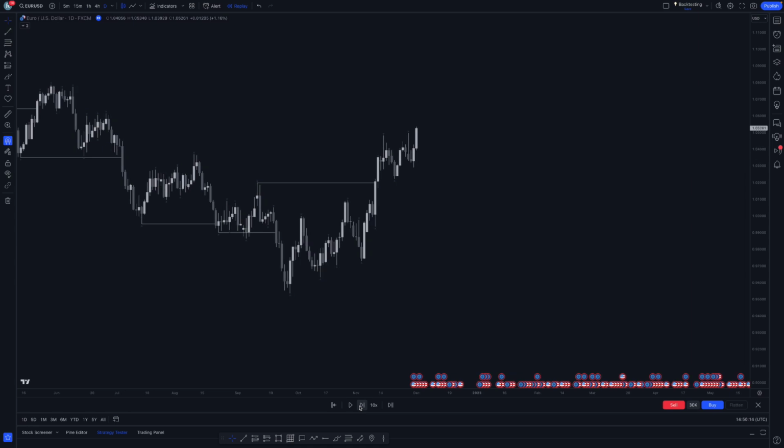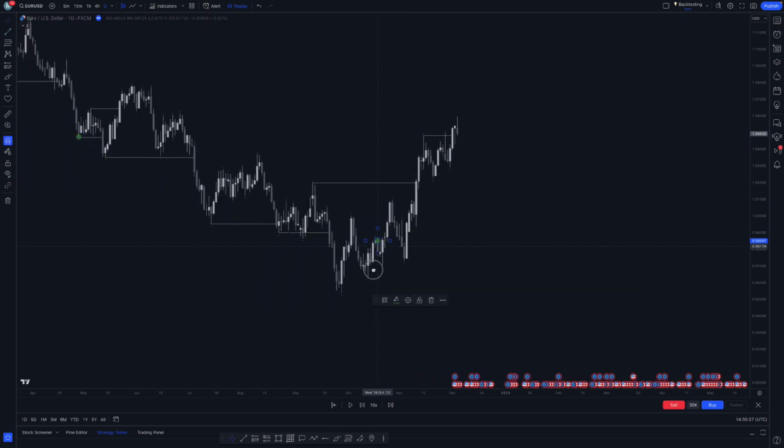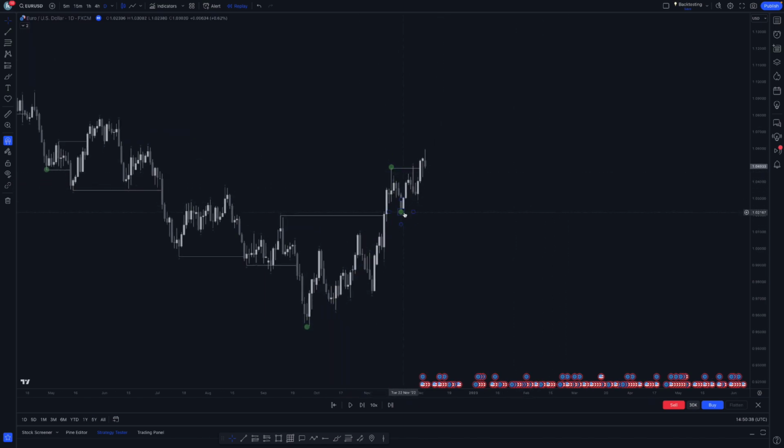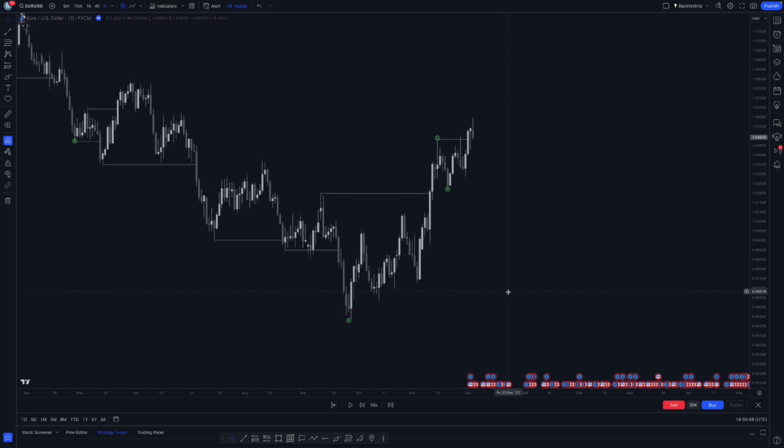So we get a pullback now, and then we get a break of structure to the upside. So this would be our swing high. So what we've got, right, if I just go ahead and get this right here, we've got our swing low, we've got our swing high, we get a swing low put in right here, and then we break this, confirming this swing low. Once we get a break of this swing high right here, we've got a break of structure 1, push up, pull back, break of structure 2, and now we are signified as bullish.